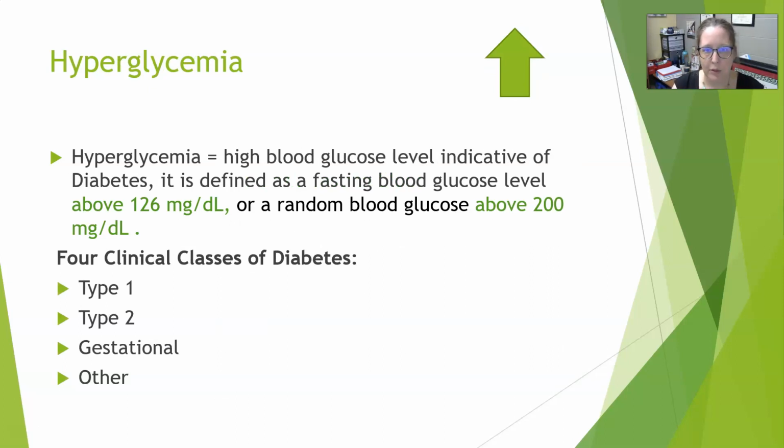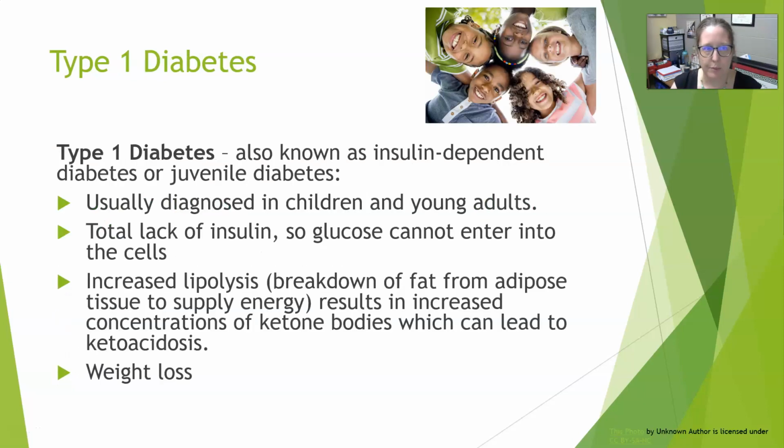Hyperglycemia. High blood glucose levels are indicative of diabetes. It is defined as a fasting blood glucose level that is above 126 milligrams per deciliter, or a random blood glucose that is above 200 milligrams per deciliter. There are 4 clinical cases of diabetes: type 1, type 2, gestational, and other. We're going to look at each one of those.